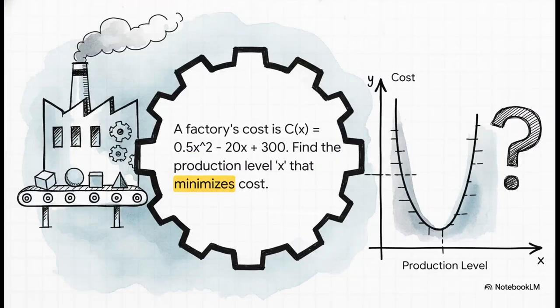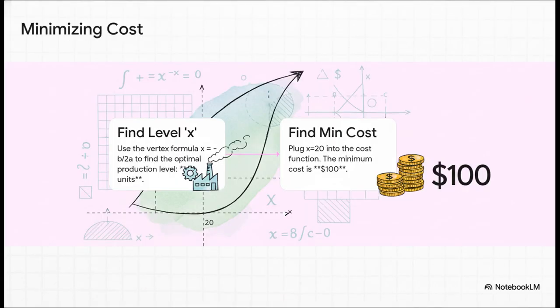Okay, for our last practice problem, let's jump into the world of business. A factory's daily cost to produce items is modeled by a quadratic equation. The goal is to find how many units they should make to have the lowest possible cost. Yep, you guessed it, just like maximum, the word minimum is another code word that tells us to find the vertex. This time, the parabola just opens upwards.